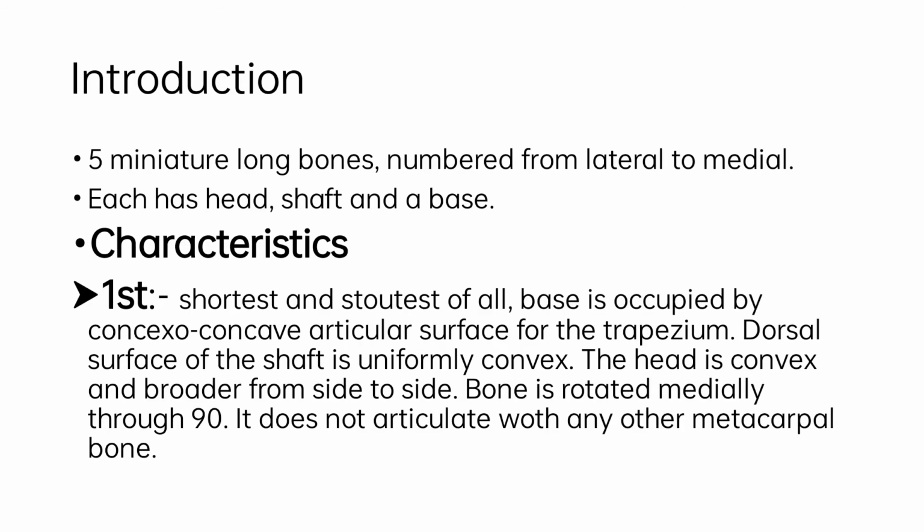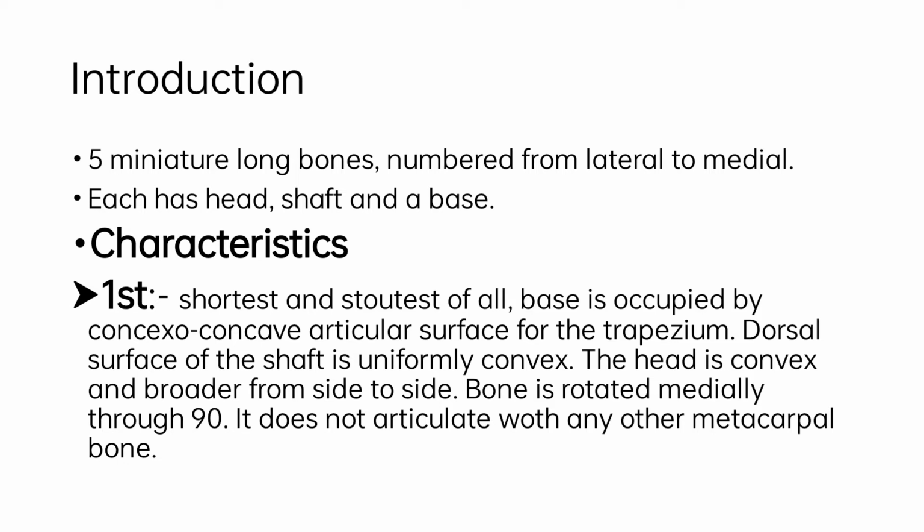So, metacarpals are 5 miniature long bones which are numbered from lateral to medial side. Starts from the thumb area, then index finger, middle, ring finger and little finger. Moving further, each has a shaft, head and a base.